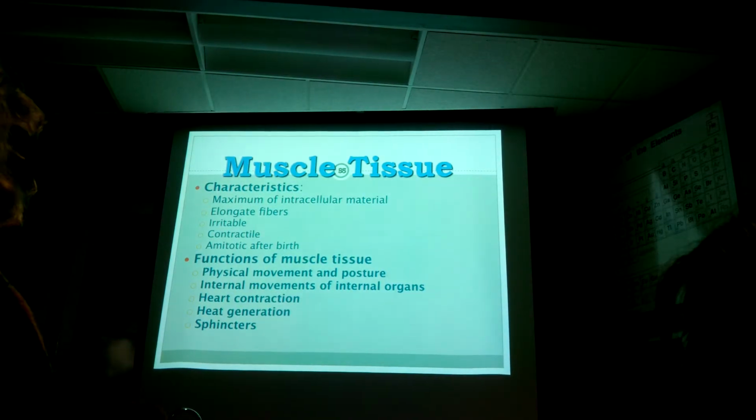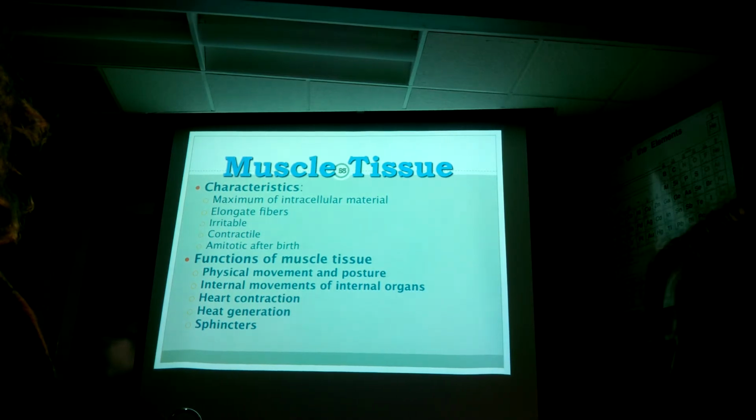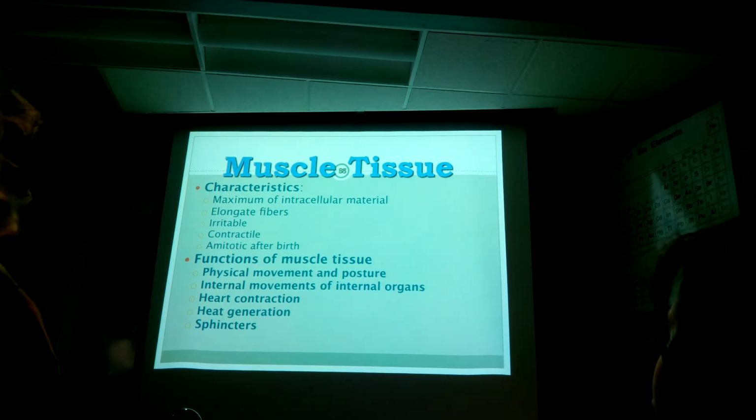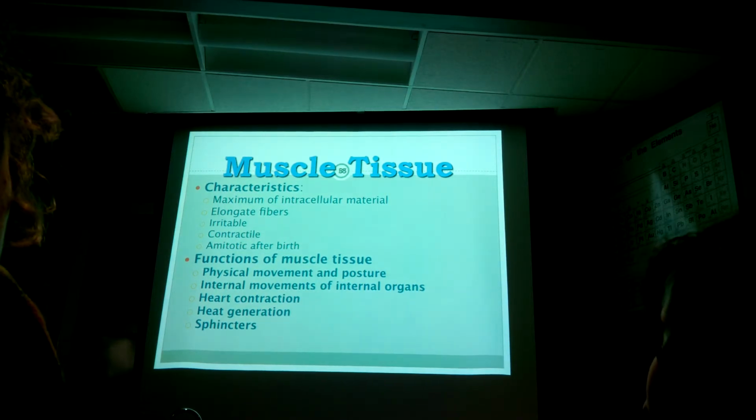And then muscle tissue, of course, is another one of our connective tissues. It has a maximum of intracellular material. These elongate fibers. Irritable, meaning it's very sensitive to electrical impulses. We think a thought and it appears on our face. We barely think and an arm moves out. So it's very irritable, meaning it's very quick to respond to any sort of chemical or electrical charge from our body.